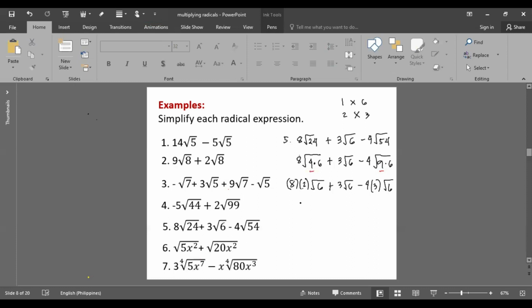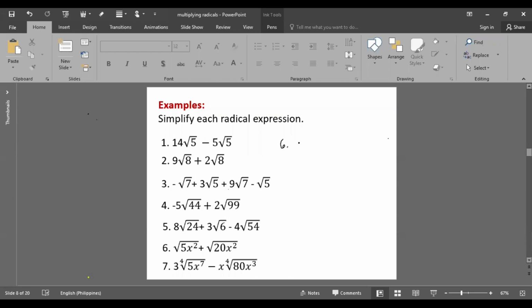So 8 times 2 is 16. Copy the square root of 6 plus, copy the second term, minus 4 times 3 is 12. Then copy the square root of 6. So pare-parehas na yung index and radicand nila. So we can now combine them. 16 plus 3 minus 12 is 7. Then copy the square root of 6. So this is now the answer in number 5.